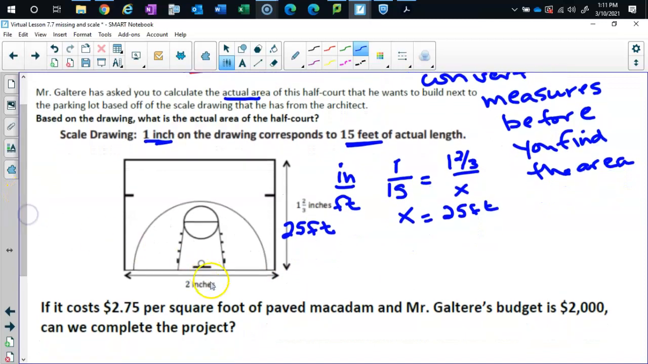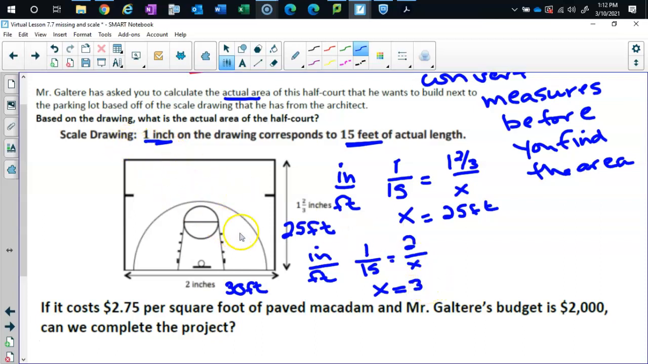Now, we need to convert 2 inches into feet. I think most of you could say, well, if 1 inch is 15 feet, wouldn't 2 inches be 30 feet? But if you don't know that, set up a proportion. Inches over feet. 1 inch is 15 feet. And this is 2 inches. That goes up top. This is inches over feet. And X feet. Cross multiply. 1 times X is X. 2 times 15 is 30. So it's 30 feet. So our model is 1 2/3 inches by 2 inches. The actual court is 25 feet by 30 feet.